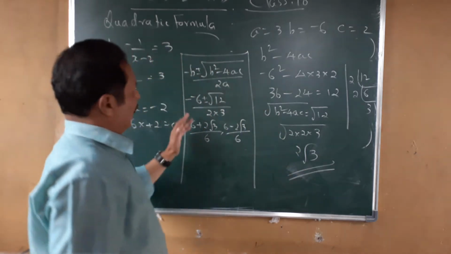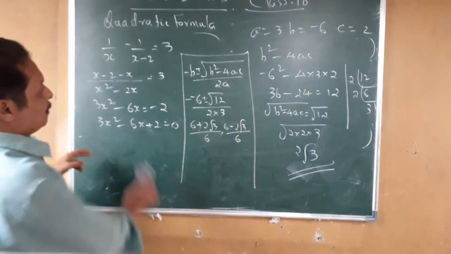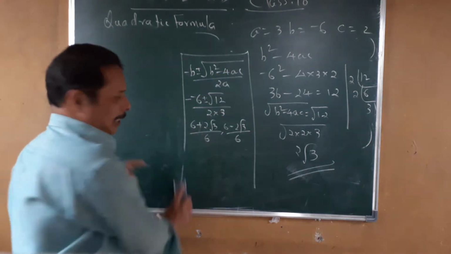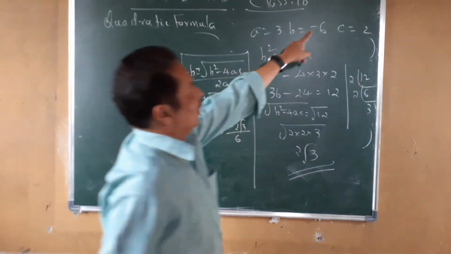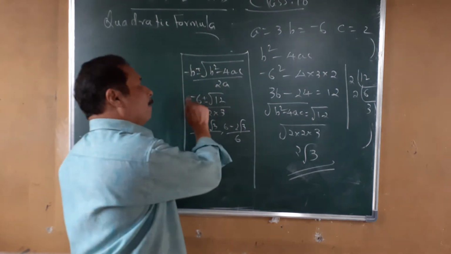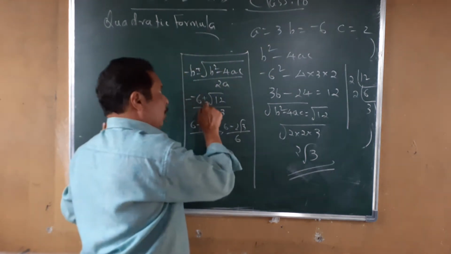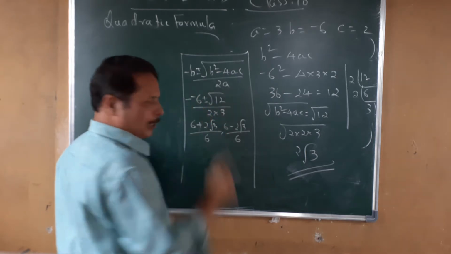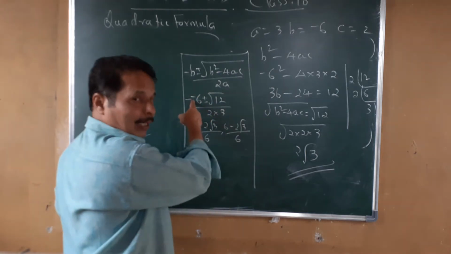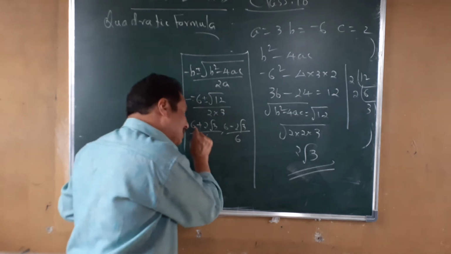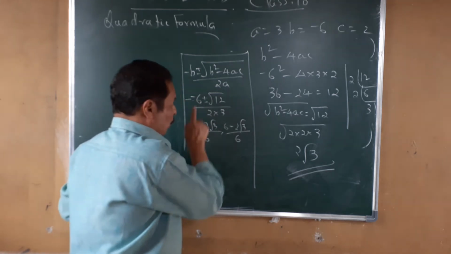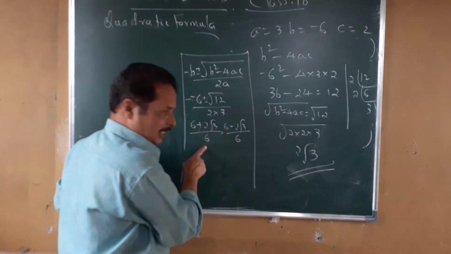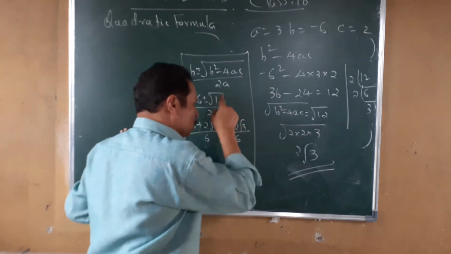Now this is the formula: x is equal to minus b plus or minus root b square minus 4ac by 2a. b is already minus 6. So minus of minus 6, plus or minus, this value is root 12, by 2 into a, 2 into 3. Okay. Minus minus is plus. 6 plus, and the root is 2 root 3, divided by 2 into 3. And 6 minus 2 root 3 divided by 2 into 3.